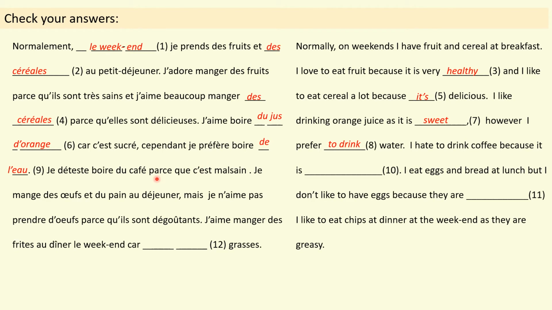And then, I hate to drink coffee because it is, je déteste boire du café parce que c'est malsain. What's malsain in English? Well done if you said unhealthy. I eat eggs and bread at lunch, but I don't like eggs because they are, now the word is dégoûtant, and that is disgusting. I like to eat chips at dinner at the weekend. J'aime manger des frites au dîner le week-end, car they are greasy is elles sont grasses, because frites is feminine and plural.